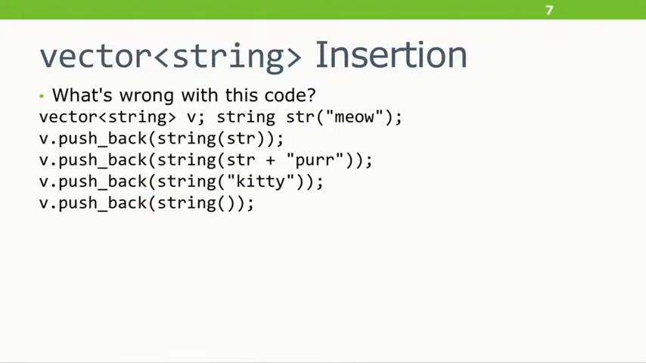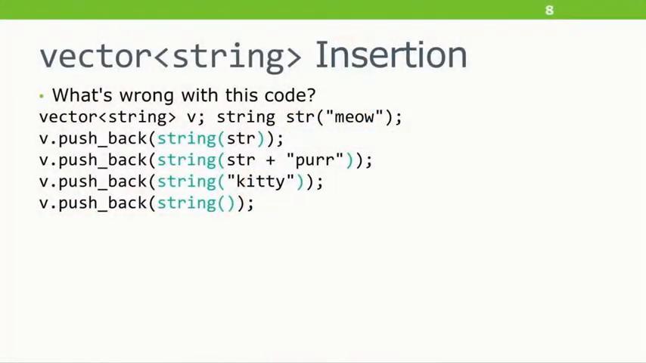OK, so vector string insertion, almost as simple. I still expect to see a lot of hands here. Here's some code where I've got a vector string. I'm pushing back various things into it. I want to push back meow, and then meow purr, and then kitty. These are following a certain theme, and then just some empty string for whatever reason. So what's wrong with this code? Who sees? Okay, yes. It may be that I'm constructing too many temporary strings again. And yes, that is the answer.